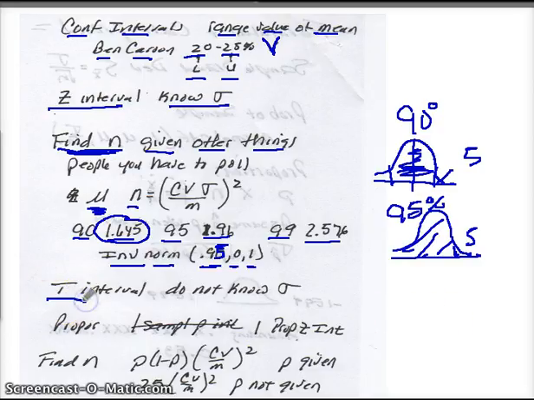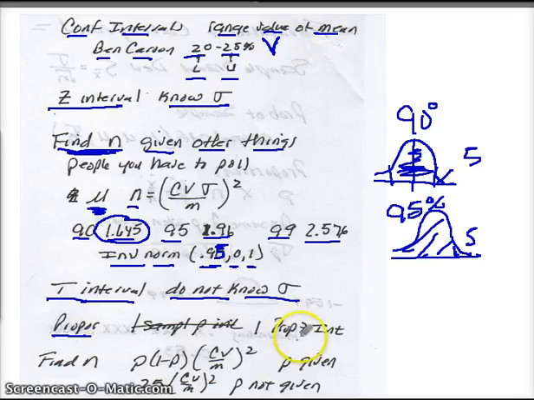All right, don't forget, if you're doing a t-interval, you do not know the population standard deviation. So since you don't know the population standard deviation, you're going to have to use the sample. Please keep that in mind.